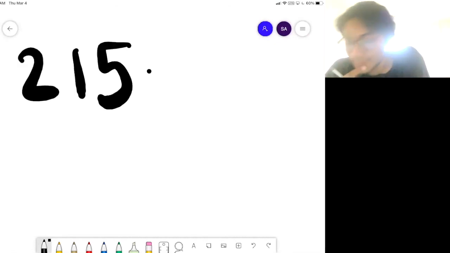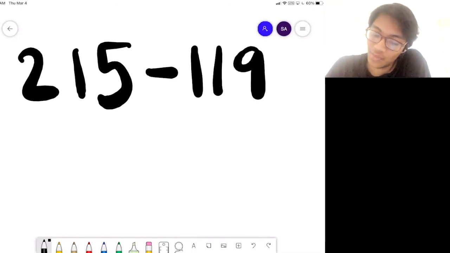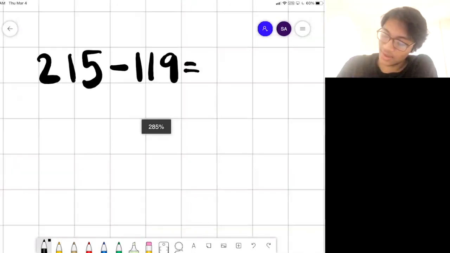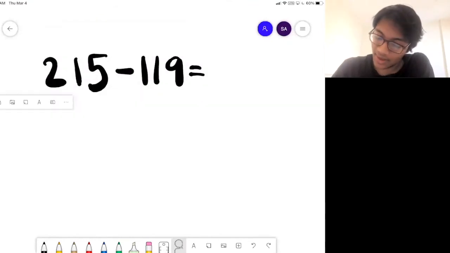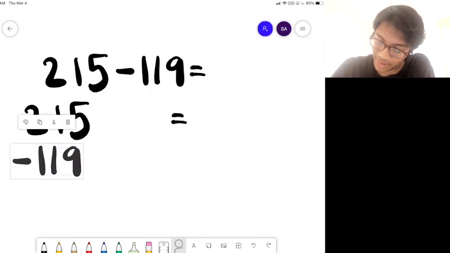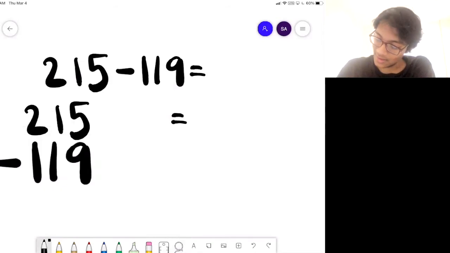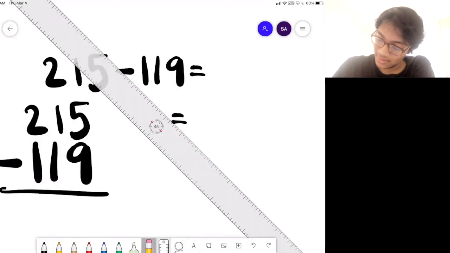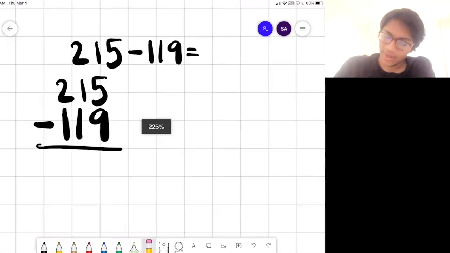215 minus 119. How would I do this? So first thing I'm going to do is just copy this, just like we did before. Copy it, put the minus 119 on the bottom and make it a bit bigger so I can actually do the math. Erase anything I don't need. Okay, now I'm ready to do the math.